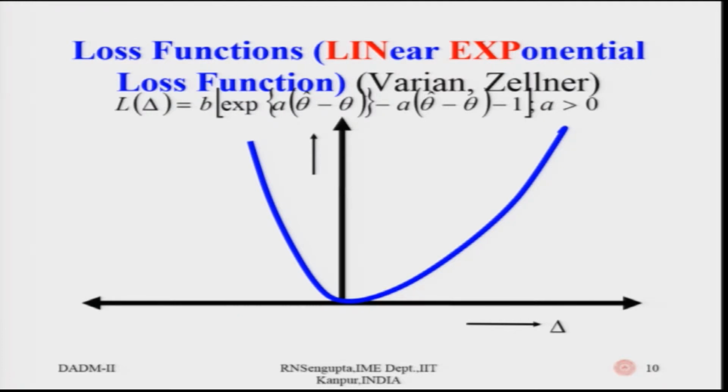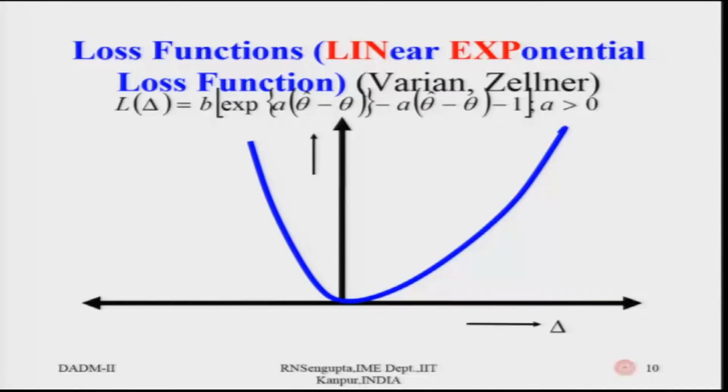So, if you check this loss function, forget for the time being the parameter b, and only concentrate on the equation given inside the square bracket. Here, basically exponential a into theta hat minus theta is the first term, which is the exponential part of the Linex loss, and the second part, which is linear, is given as minus a into theta hat minus theta, and there is a minus 1.